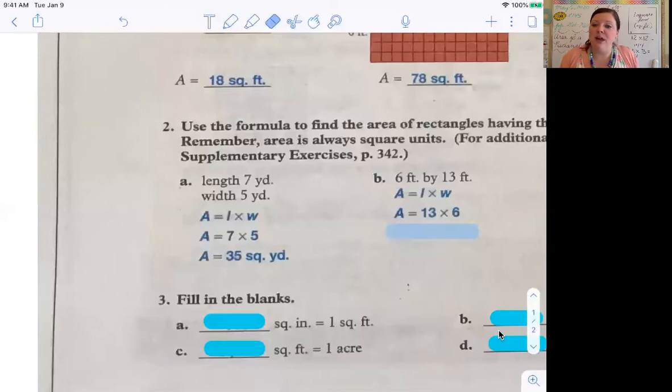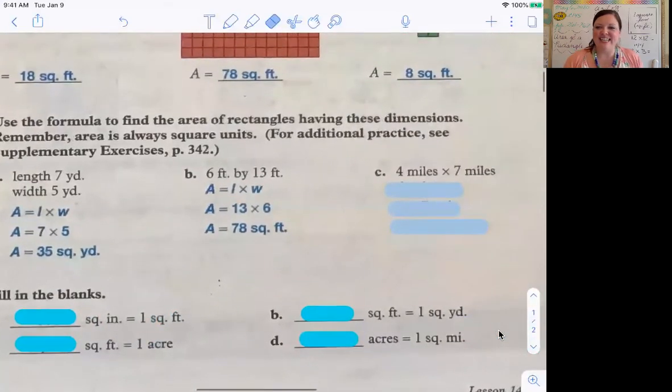Now, let's just multiply those together. What's 6 times 3? 18, carry your 1. 1 times 6 is 6, plus 1 is 7. Don't forget to square your units. 78 square feet. You're doing an awesome job.